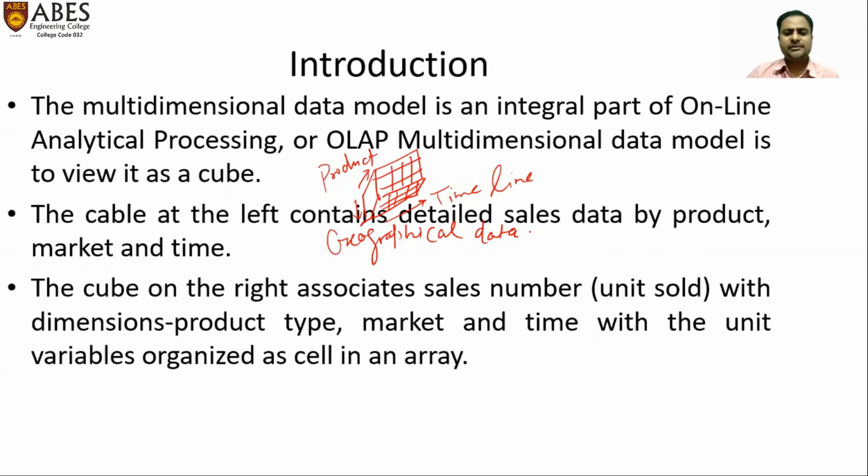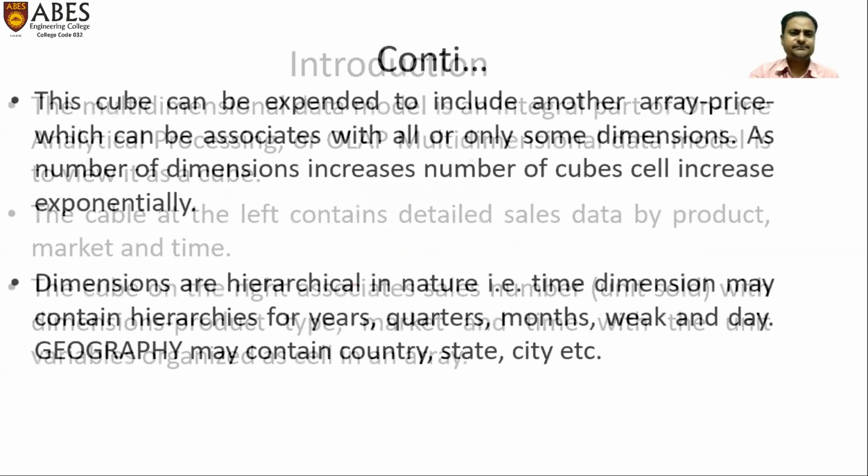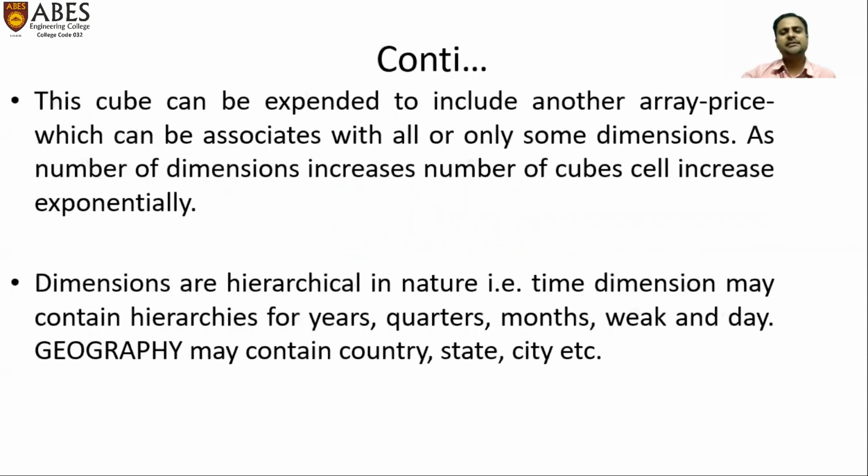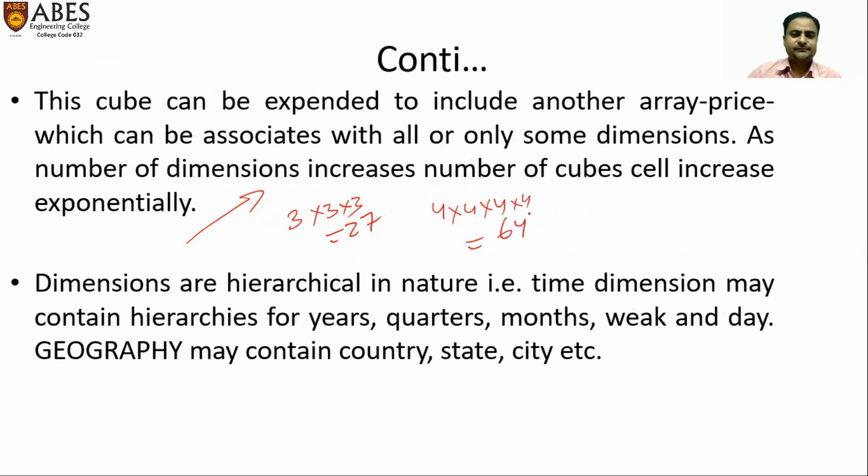The cube on the right associates sales numbers with the dimensions product type, market, and time, with the unit variables organized as cells in an array. So a multidimensional array has to be maintained. This cube expands as the dimensions increase, and the number of cells grows exponentially. In a cube with three dimensions, there are 3 into 3 into 3, so 27 cells in the array, but as the dimensions increase, 4 into 4 into 4 gives 64 cells, or 128 kind of cells in the array.